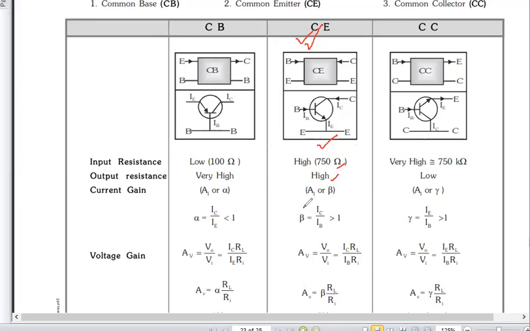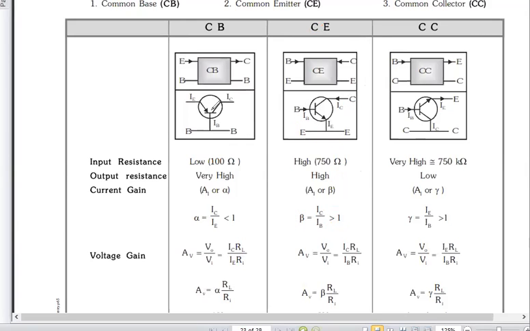Now, when we talk about current gain, it was output by input. Current gain is always output current by input current. You have to see which current is your output current, which current is your input current. When you talk about common emitter, output current is IC. Yes or no? Output current is IC and input current is IB, right? So if output current is IC and input current is IB, so obviously current gain would be IC by IB.